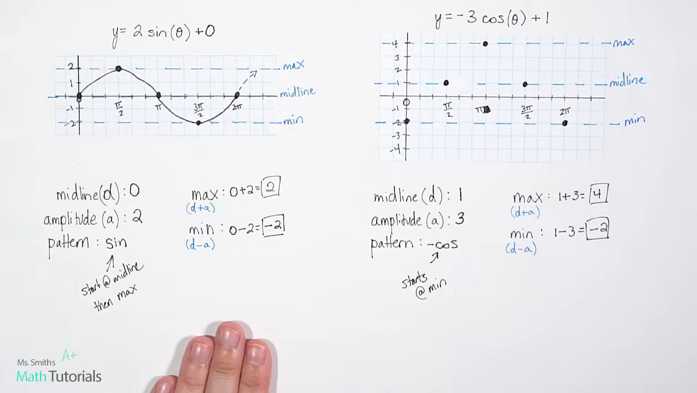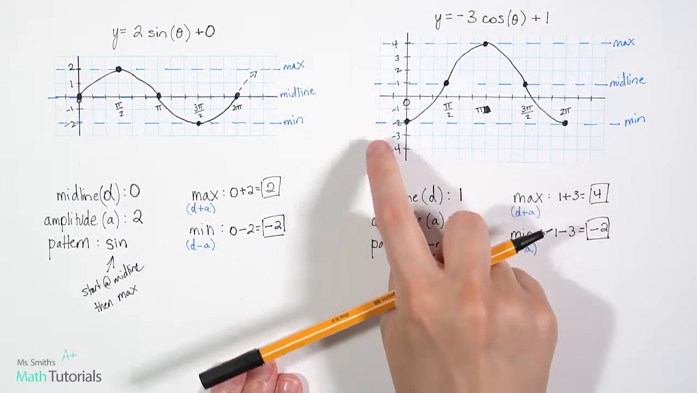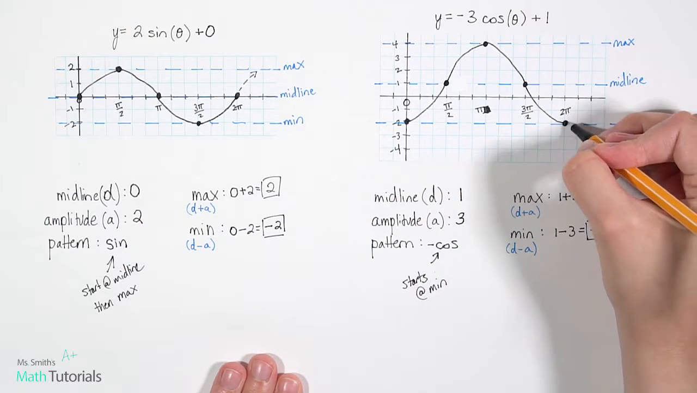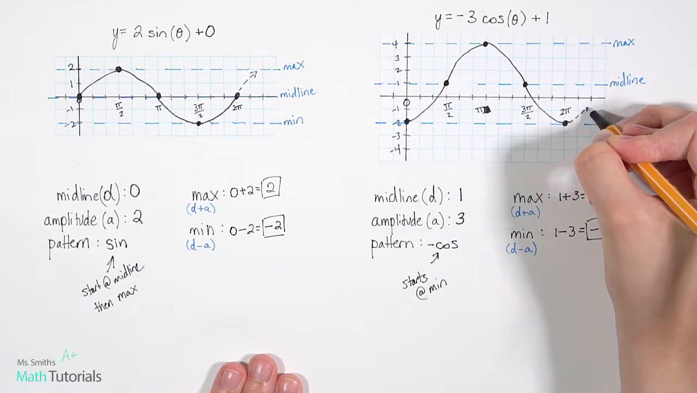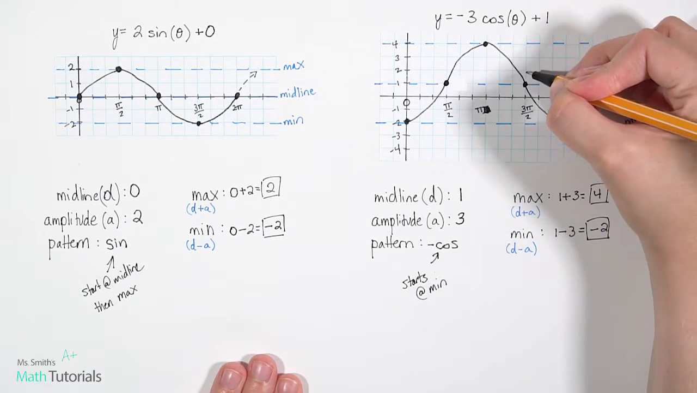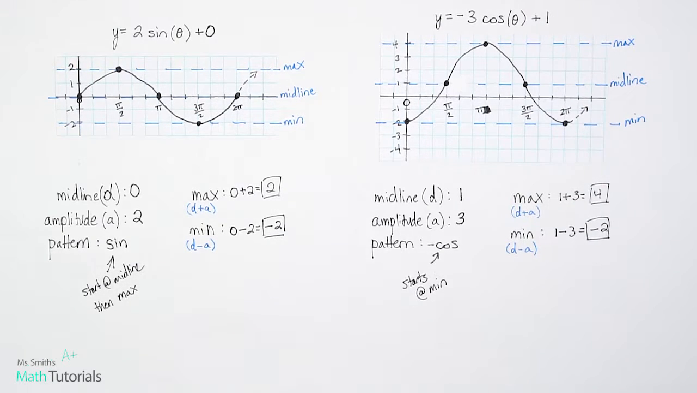And then you want to go ahead and connect your points. There's our 1 period for our negative cosine. And of course, it would continue on. Notice our amplitude is 3 units. So from our midline, we're 1, 2, 3, and 1, 2, 3. Good way to double check.